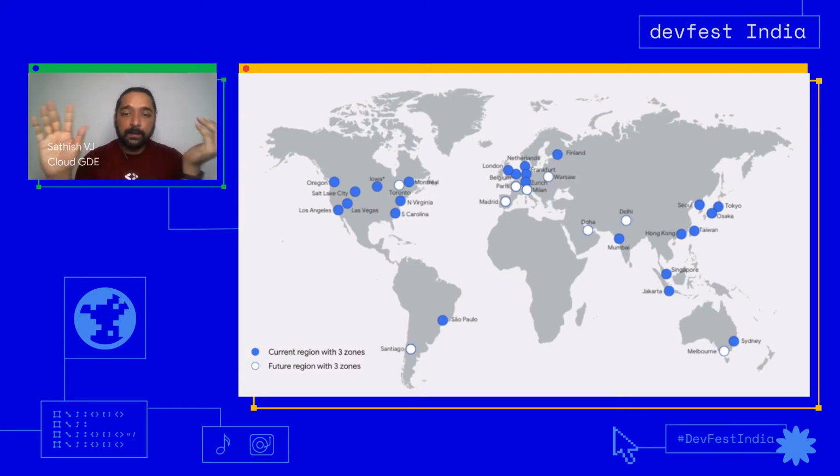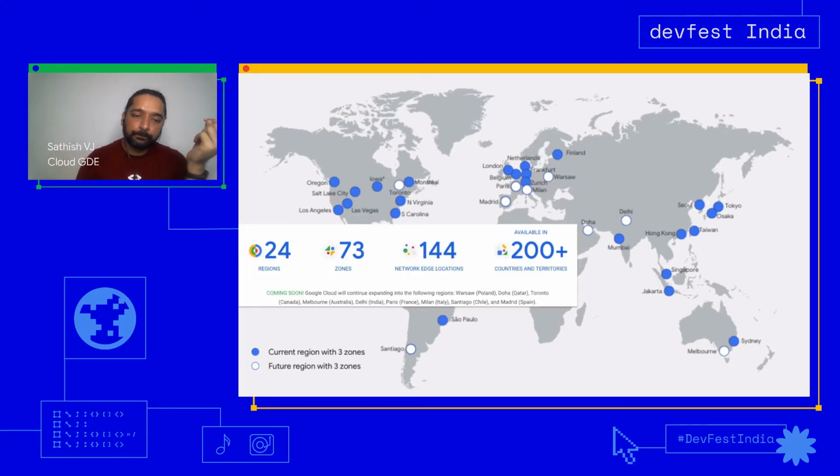These regions are spread across the world. Today there are 24 regions in various continents that Google operates. And as I said, each of these have at least 3 zones, which is why you've got 24 into 3, 72, and there's plus 1 in Iowa, which has got 4 zones.